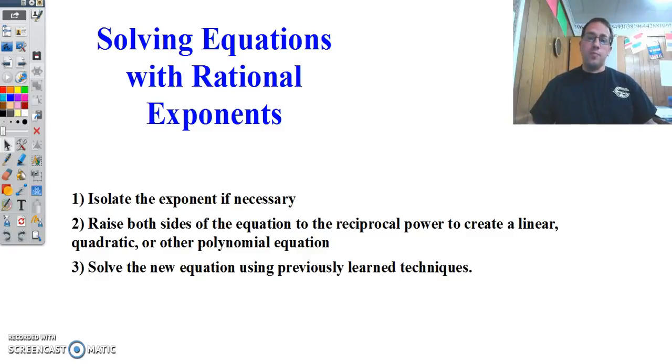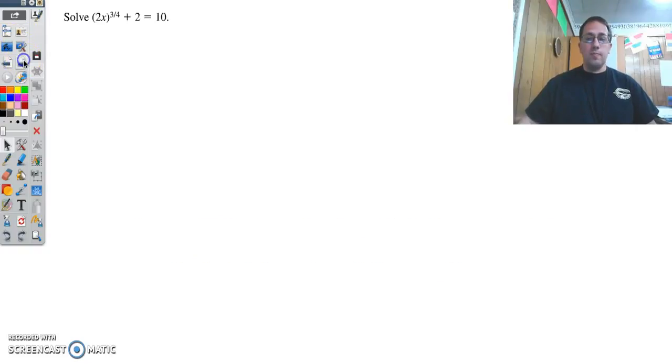Next, raise both sides of the equation to an exponent that will cancel out the exponent. So this is always going to be the reciprocal power. This is going to make the exponents go away, so we now only have a linear, quadratic, or polynomial equation. And then we're just going to solve that as we've done in the past. So we'll do a couple examples here.